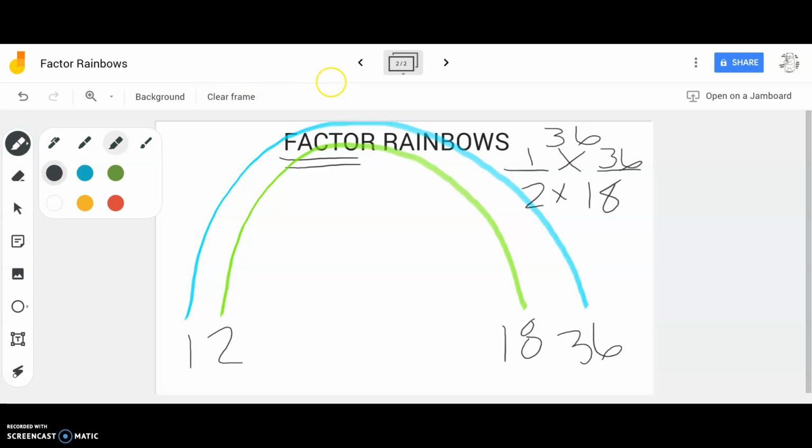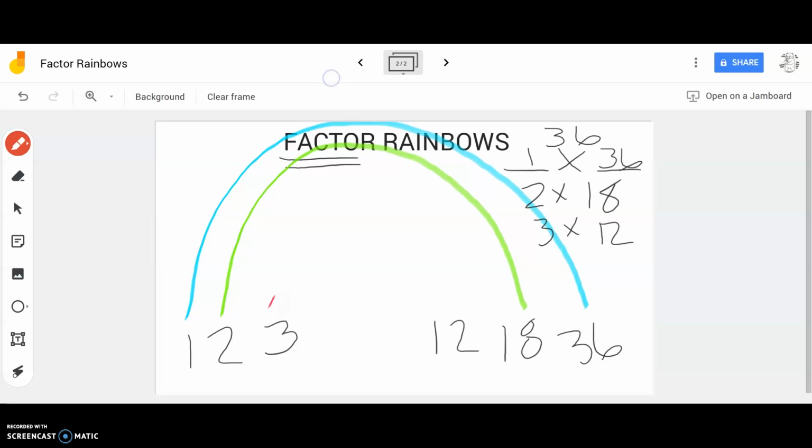Let's try 3. Again, I know 3 times 11 is 33. That's a trick I know. So that means 11 3's, because 11 times 3 is 33. I only need one more 3, that gets me 12. So 3 times 12 would be another pair. And my rainbow can help me keep track of that.